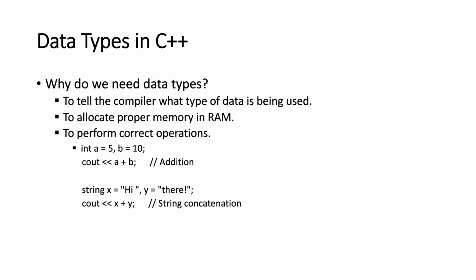For example, int a equal to 5 and b equal to 10. If you add these, as these are of int type, they will get added. Similarly, if you declare them as strings, for example string x equal to "hi" and y equal to "there", it will not add, it will concatenate, as the type of data is string.